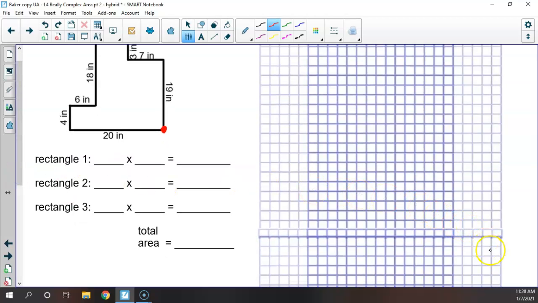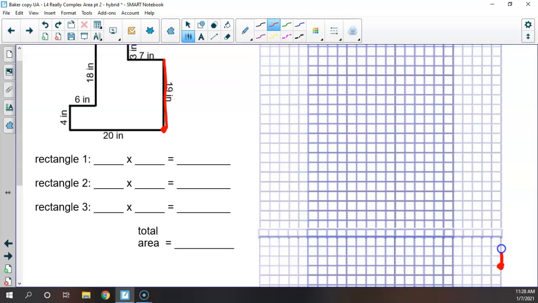So I'm going to start way down here. I happen to know this will be big enough. You would start at the bottom of your grid, but if I do that, you won't be able to see my shape anymore. And I'm going to go up this length of this side, 19 inches is our unit.